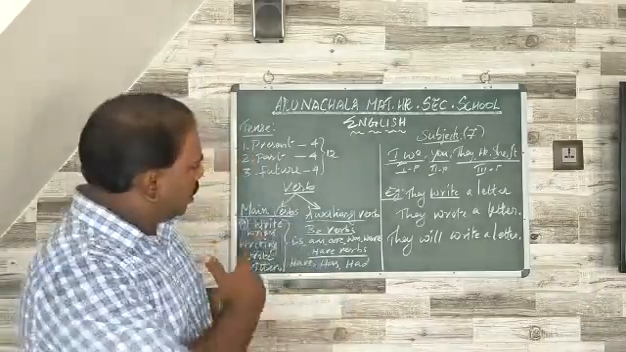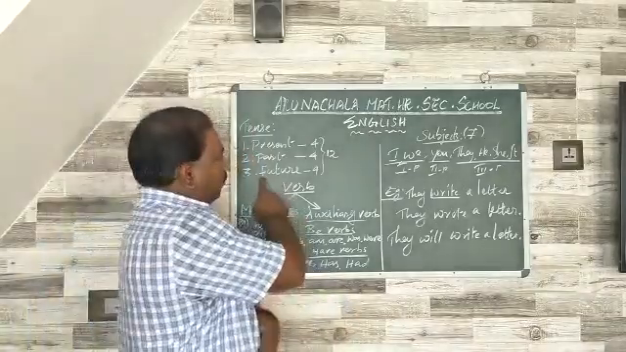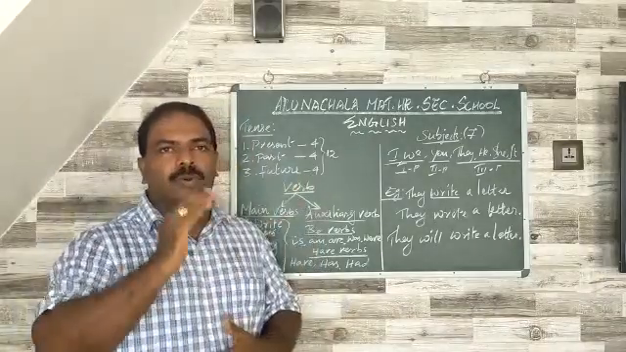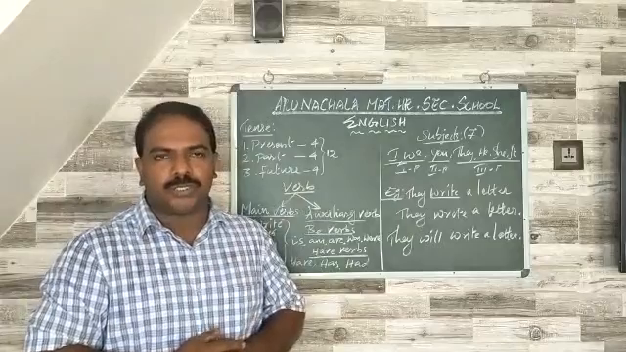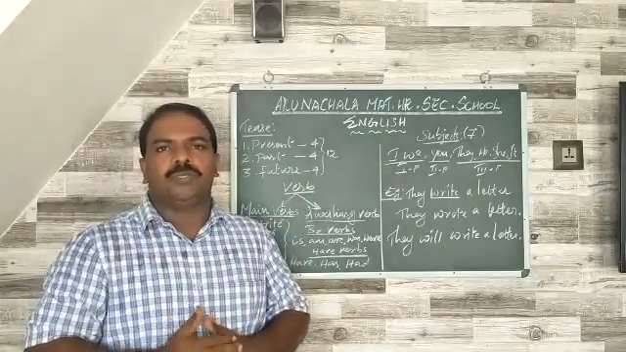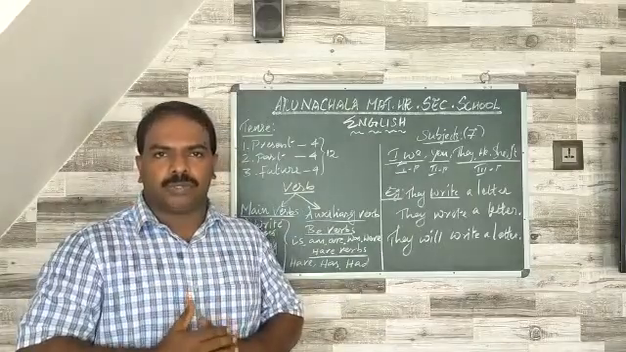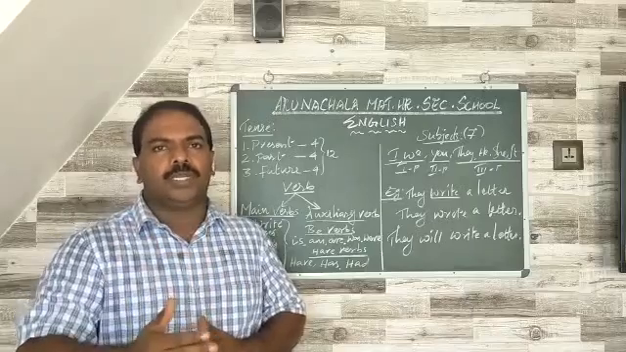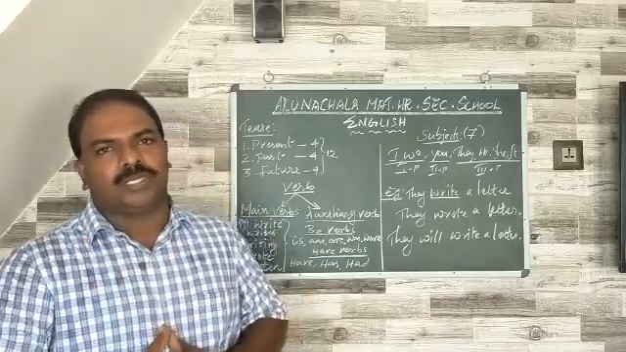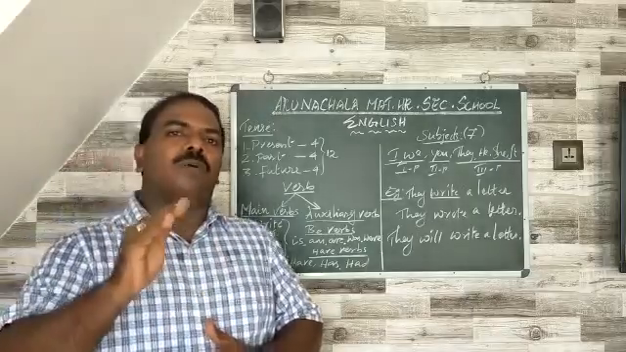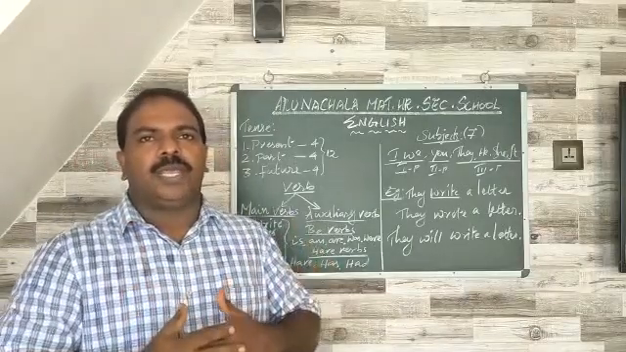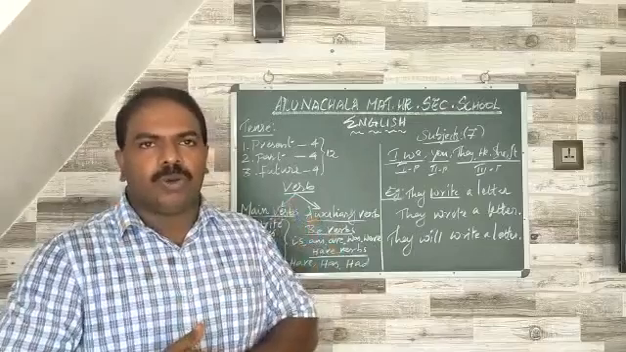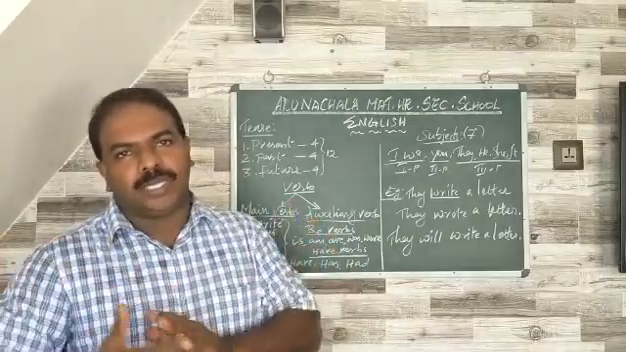Then the last one is future tense. That also has four important subtopics. What are they? That is simple future tense, future continuous tense, future perfect tense, also future perfect continuous tense. So all the 12 forms of tense are classified, and then we want to know about the rules of the tense.